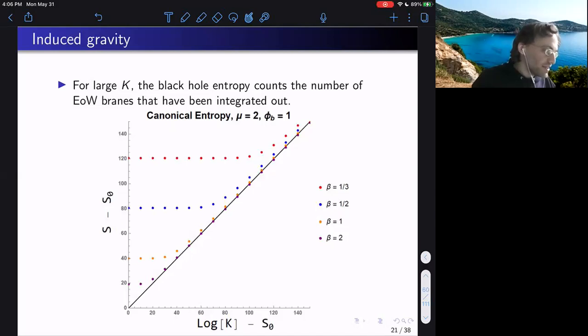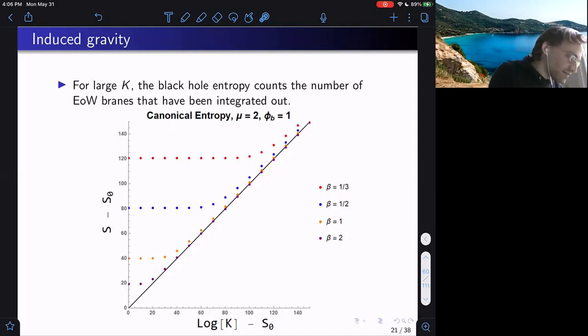Okay, so on the previous slide, I used the semi-classical analysis to say what the black hole entropy is, but we actually have computed the full black hole partition function, so I can just plot the exact numerical answer. So here, I've just plotted the entropy of the black hole from Z of beta for different values of the temperature.